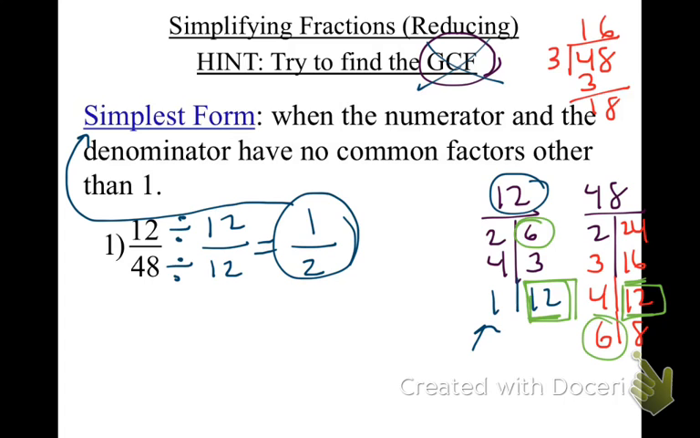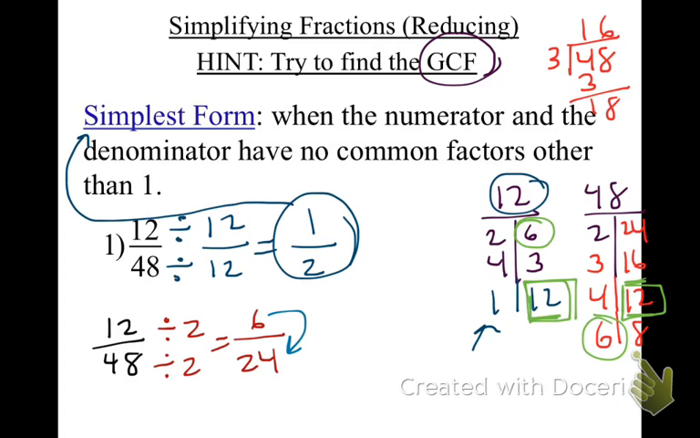Now let's say you didn't find the greatest common factor. Let's say you want to do it the long way. Watch what happens. If I do 12 over 48, when I look at 12 and 48, I automatically think of 2. So let's divide this by 2, divide this by 2, and I get 6 over 24. And then between 6 and 24, I know 6 goes into 24, so I can divide this by 6, divide this by 6, and I end up with 1 over 4. Did I mess up on my math somewhere?